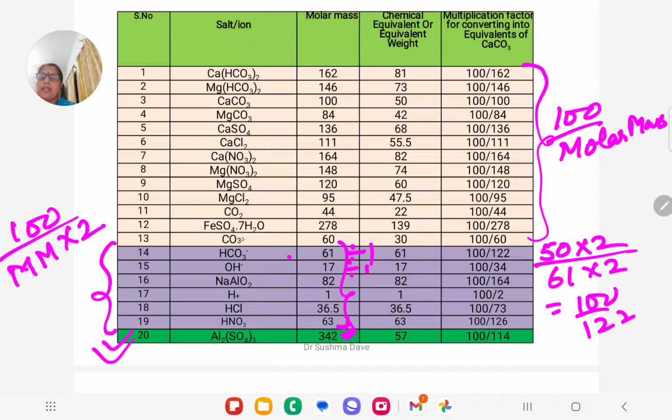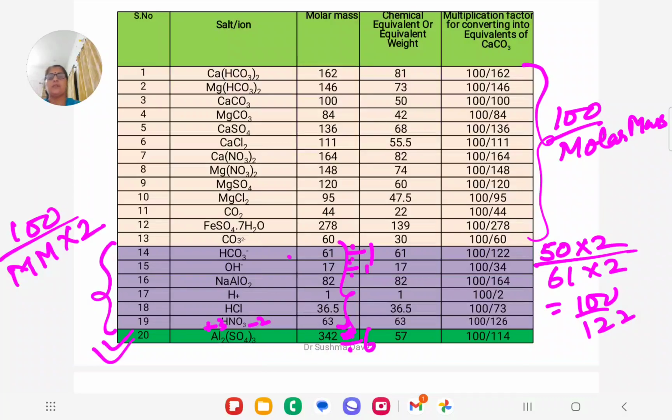The only difference is aluminum sulfate, in which the division is by 6. Why 6? Because aluminum has a valency of +3, sulfate has -2. Total charge is 3 2s are 6. So 342 is divided by 6, and thus we get 57. 100 upon 114 is the multiplication factor. In this way we can remember the whole table.